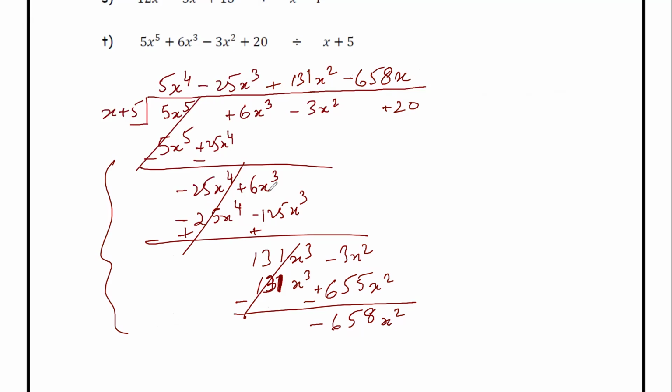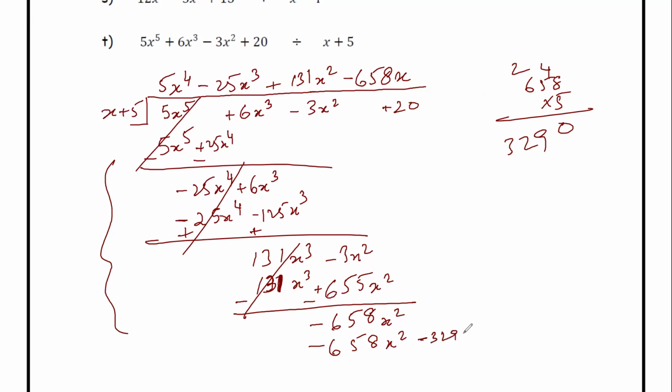That into x gives me negative 658x squared. And then negative 658x into 5. Okay, 658 into 5. 5 the 40, 5 5 the 25, 29, 5 6 the 32, 3290. So negative 3290x. Change the sign. And this cancels. I got 3290x. And bring down the 20. And then finally I've got plus 3290x.